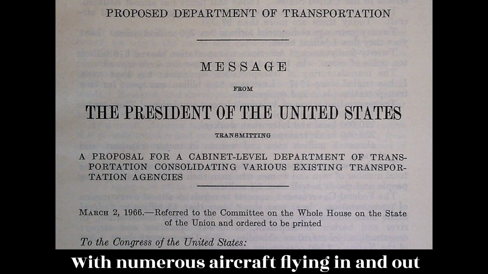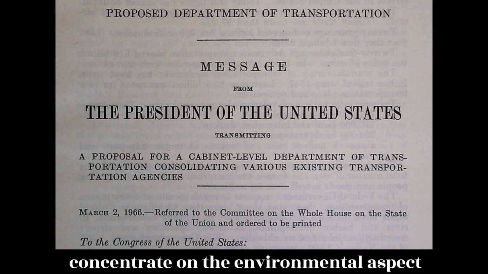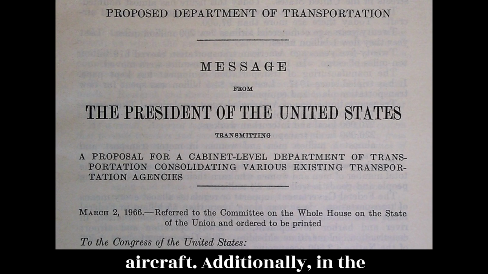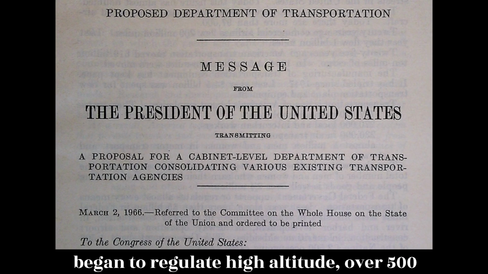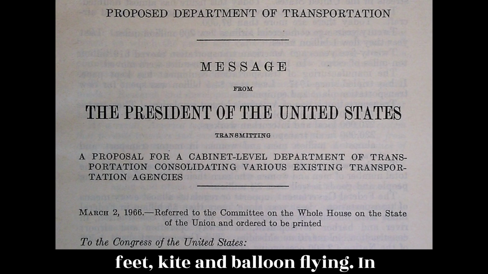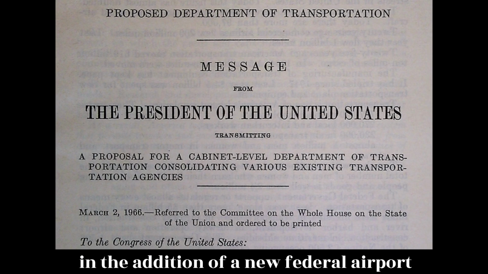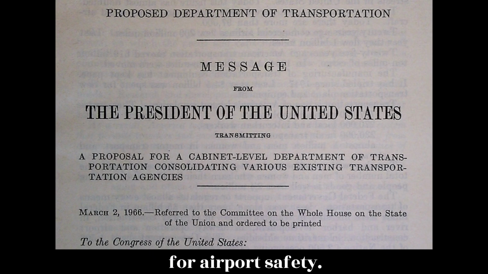With numerous aircraft flying in and out of larger cities, the FAA began to concentrate on the environmental aspect of aviation by establishing and regulating the noise standards of aircraft. Additionally, in the 1960s and 1970s, the FAA began to regulate high-altitude, over 500 feet, kite and balloon flying. In 1970, more duties were assumed by the FAA in the addition of a new federal airport aid program and increased responsibility for airport safety.